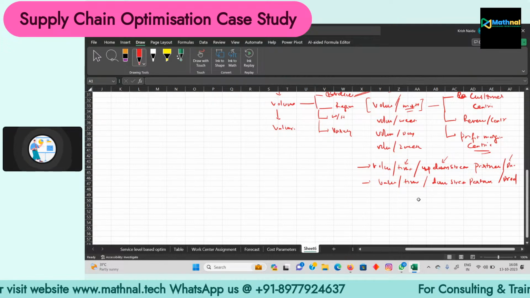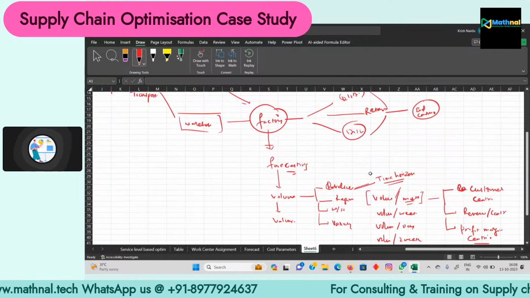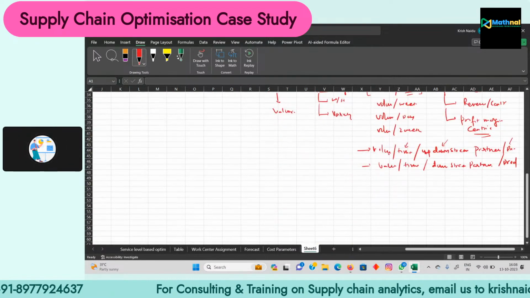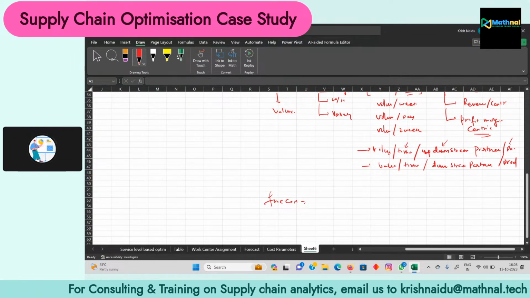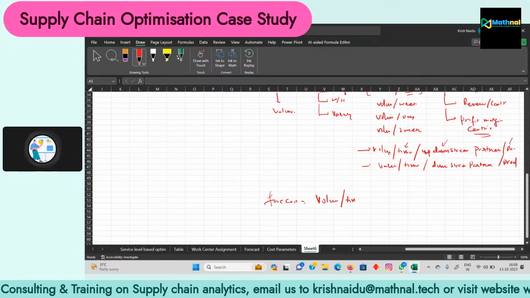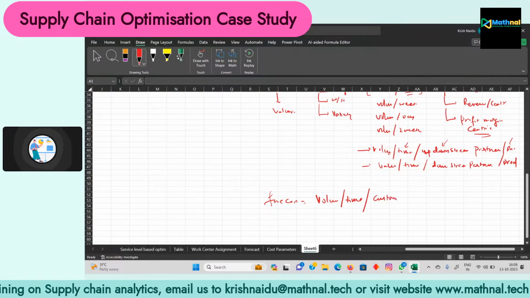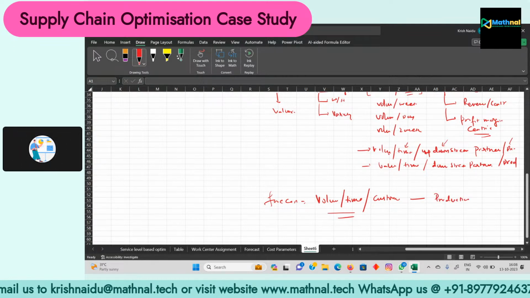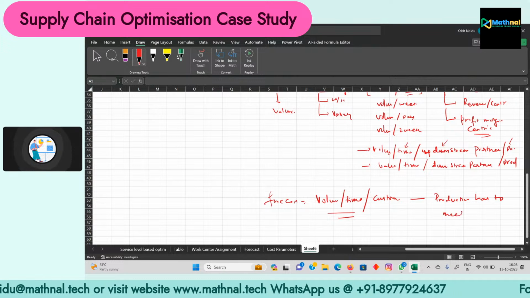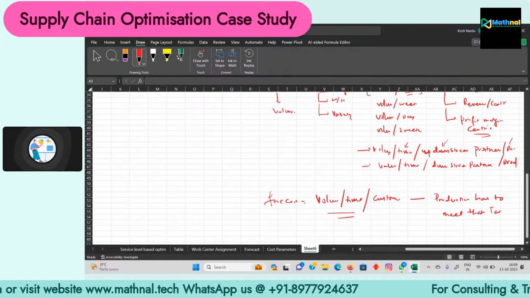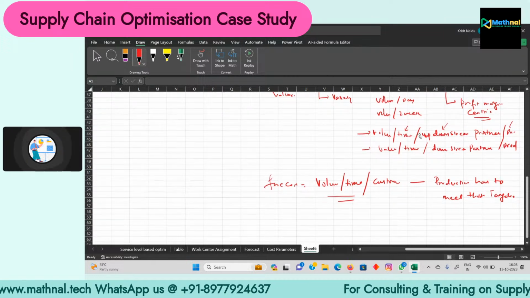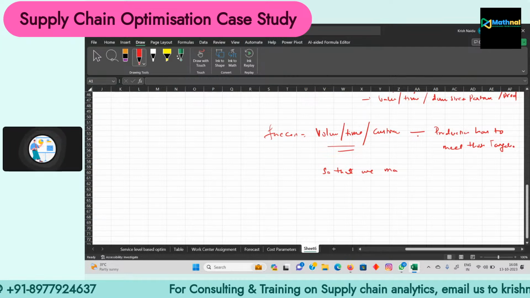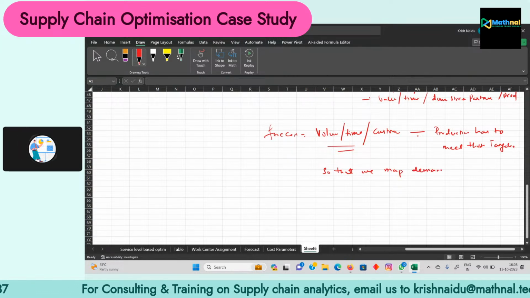So the moment we bring the time perspective, volume per time perspective, our production has to meet those targets. Once we have a forecast that is volume per time per customer, our production has to meet those targets so that we match demand and supply, so that we map demand and supply.